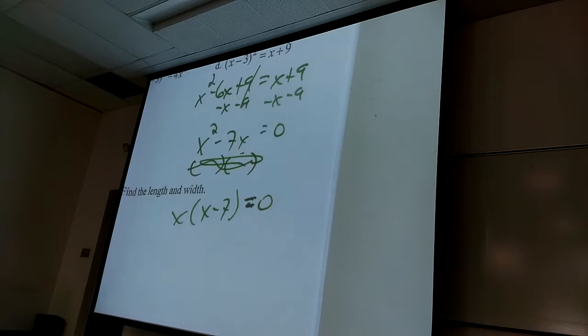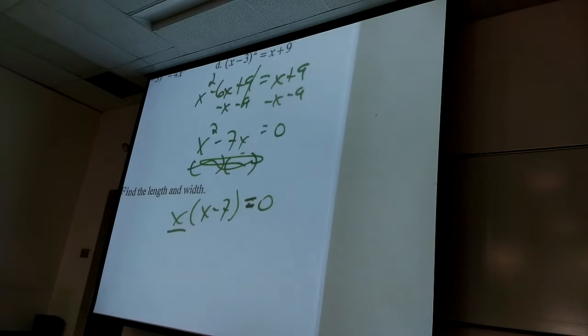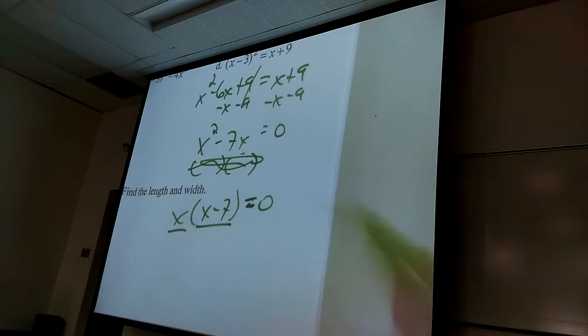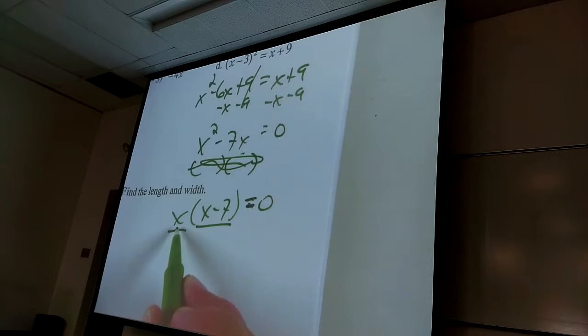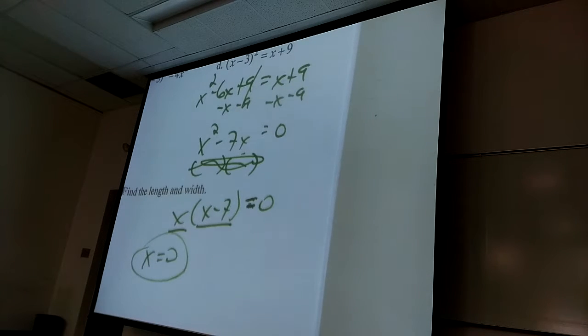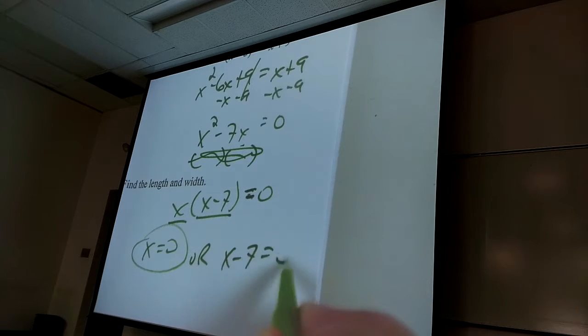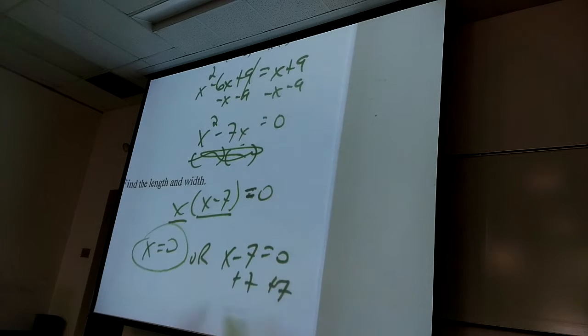So what are the two numbers involved in the multiplication up there? I love this question because you're like, I don't see any numbers. I do. I see the number x, and I see the number x minus 7. If they multiply to be 0, then what's got to be true? Either x is 0, or the other number, x minus 7, has to be 0, in which case you do a little bit of work and then you get to 7.